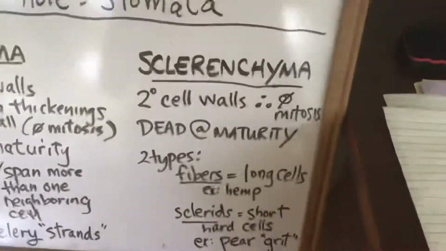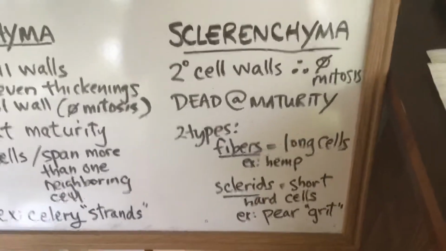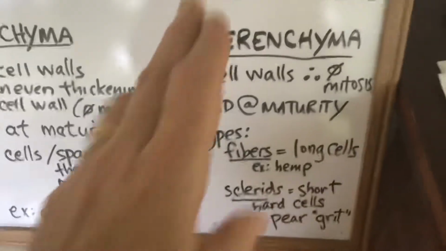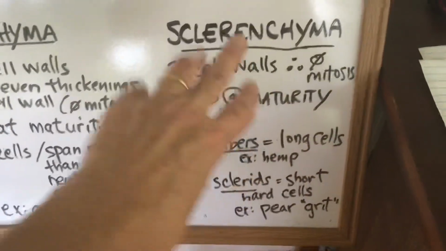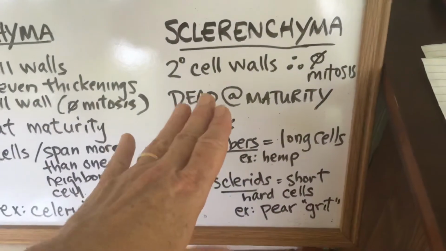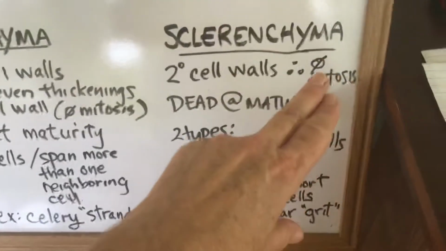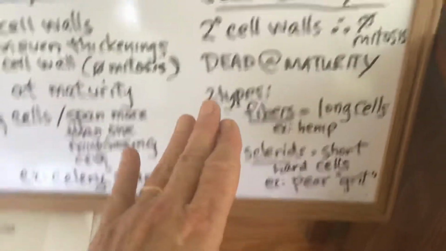The last type is called sclerenchyma. Sclerenchyma cells do have secondary cell walls, and they are dead at maturity. You're going to see that's a theme. If they have secondary cell walls, they will be dead. Therefore, they don't do mitosis. And there are two types of them.